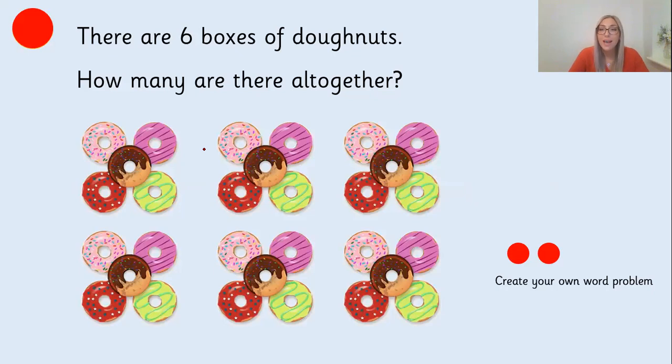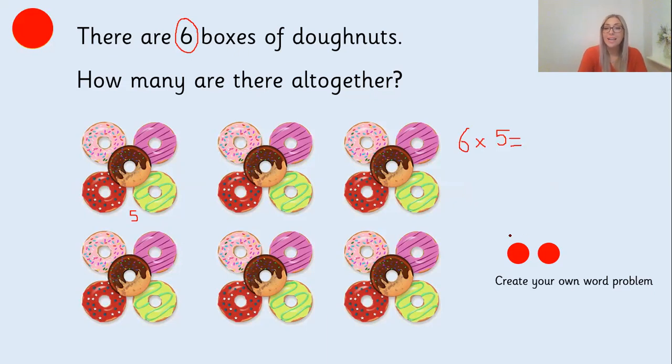Then you have got a word problem. So this time there are 6 boxes of donuts. How many are there altogether? So let me circle 6. Look at how many donuts are in each one. So it must be 6 times 5 equals. See if you can have a go at working that out for me.